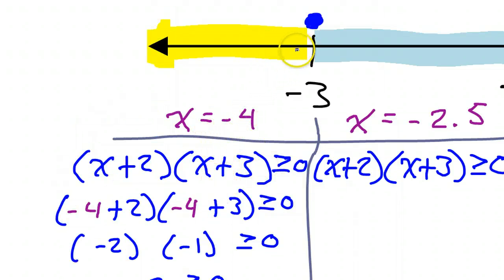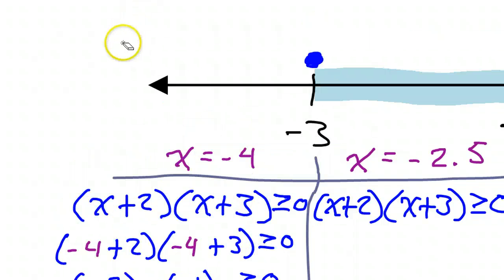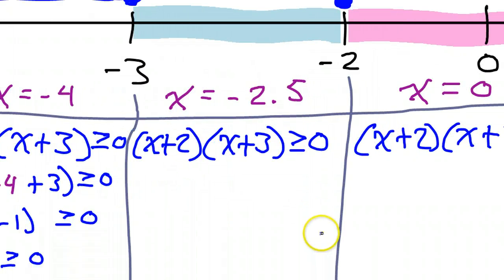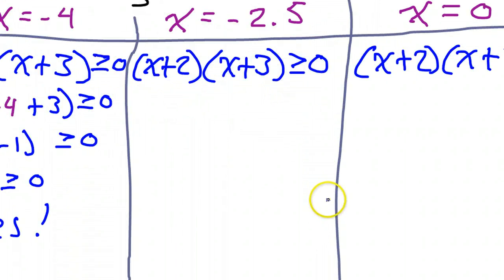That means that all of the values in the yellow zone are also solutions to the inequality. So we will show that everything to the left of negative 3 is a solution by drawing an arrow to the left of negative 3. This arrow represents all of these solutions. Okay, let's test the blue zone. In the blue zone, we're using this negative 2.5.